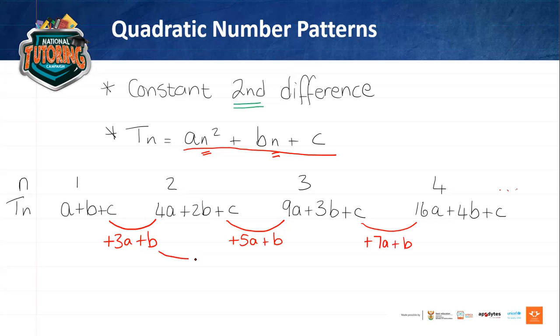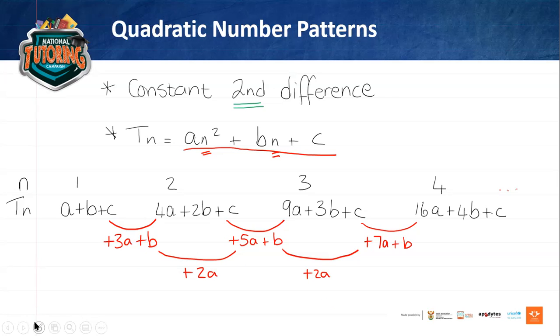But if we go and look at the second difference, from 3a plus b to 5a plus b, I added 2a. And we can see it works here as well. 5a plus 2a gives me 7a, and from b to b, we don't add anything.